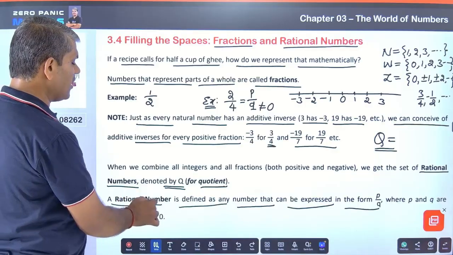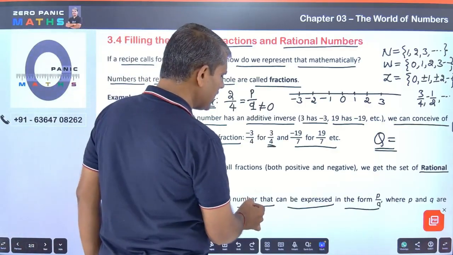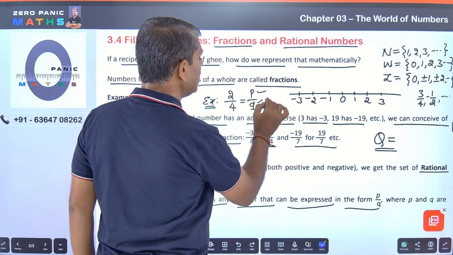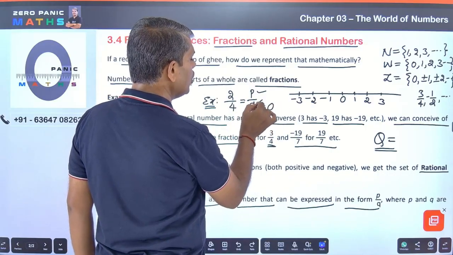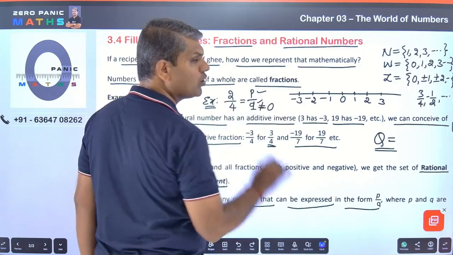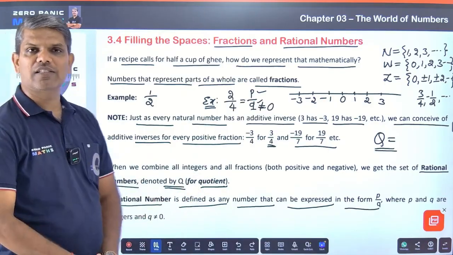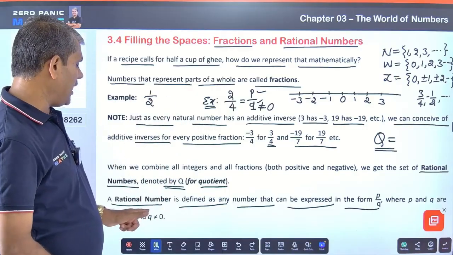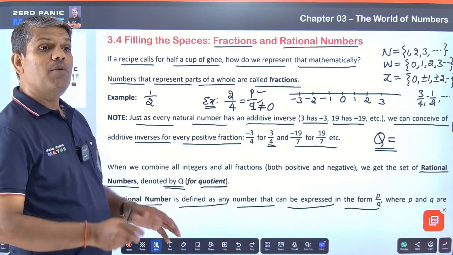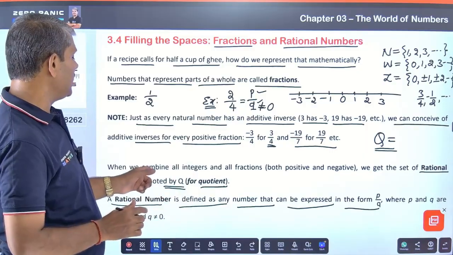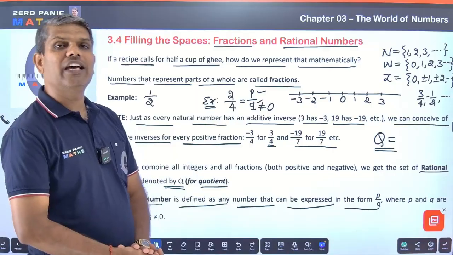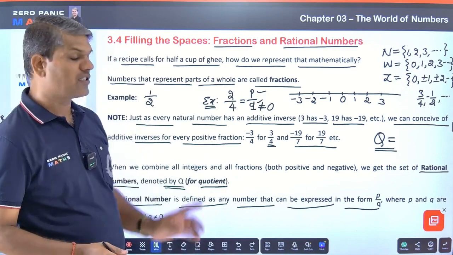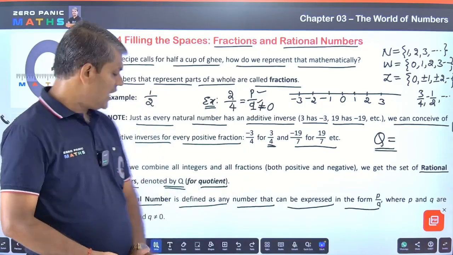So you understood the definition. How do you define a rational number? A rational number is defined as any number that can be expressed in the form p by q, where p and q are both integers, with an additional condition: though 0 is also an integer, q should not be equal to 0. That is the definition finally given. When a definition of a rational number is asked, you should write this last line. But what the rational number set contains is all the integers, positive and negative, and all positive and negative fractions, with 0. That is the set of rational numbers, and this is the definition.